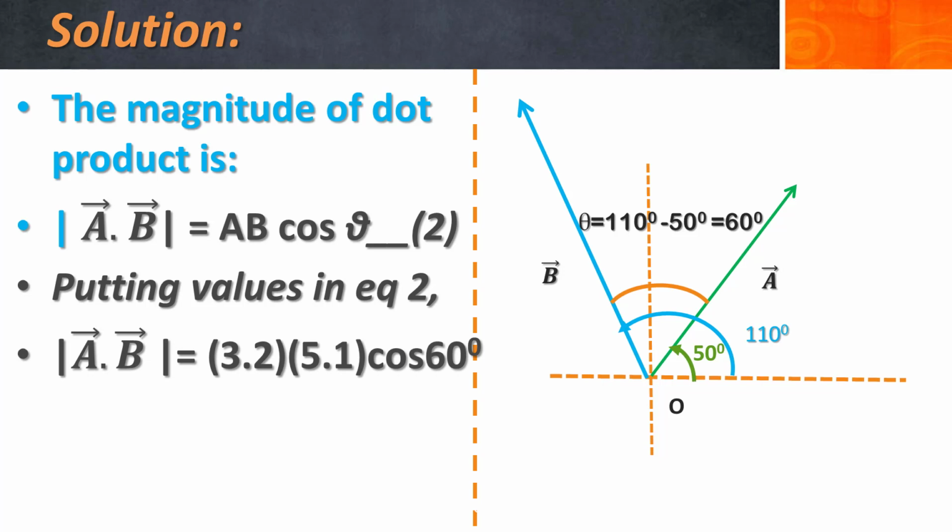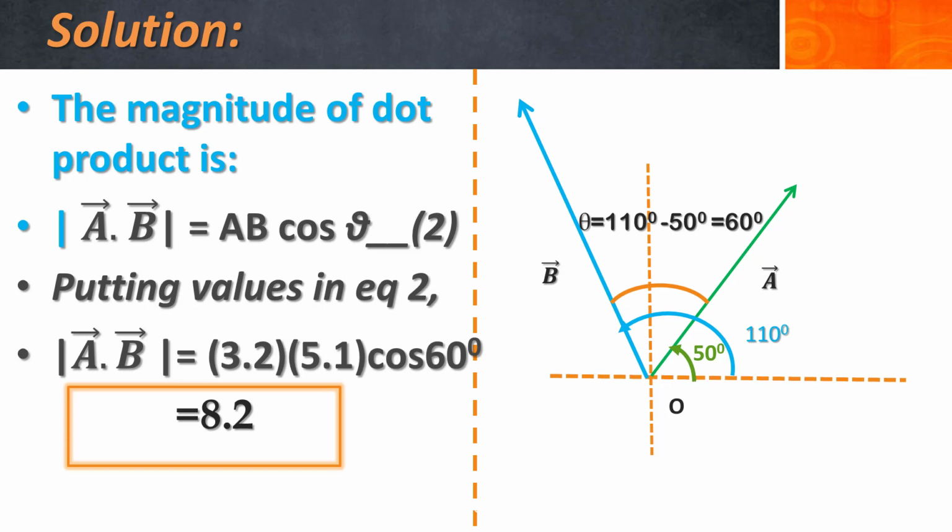3.2 multiplied by 5.1 into cos of 60 degrees. So we will get 8.2. This is the magnitude of dot product. That's very simple. We will simply put the values in the formula and find out the answer. 8.2 is the required magnitude of dot product.